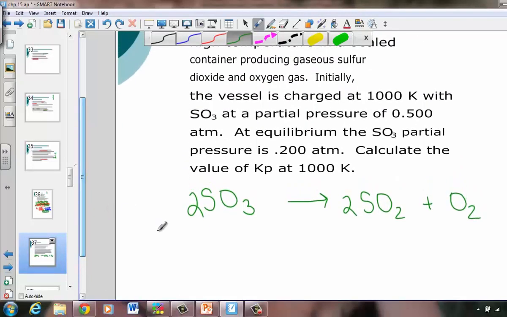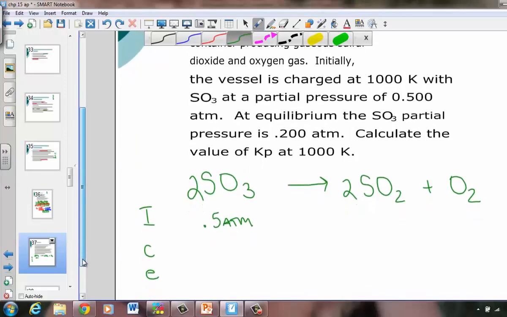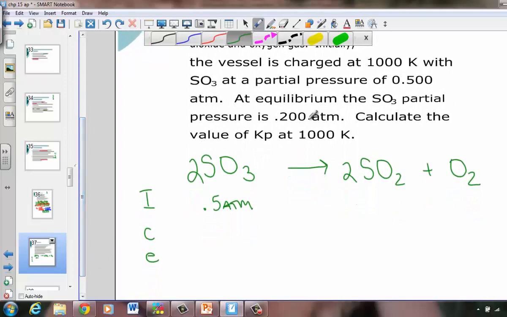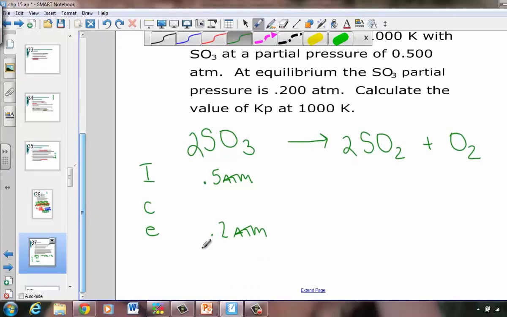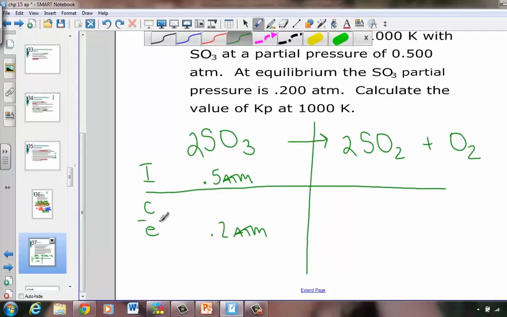Alrighty. It says initially the vessel is charged at 1,000 Kelvin with SO3 at a partial pressure of 0.5 atmospheres. My initial pressure of SO3 is 0.5. The equilibrium partial pressure of SO3 is 0.2 atmospheres. Calculate the Kp at 1,000 Kelvin. So here's the information we were given, and I'm just getting the start of my ice chart.